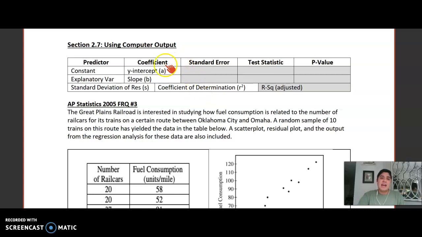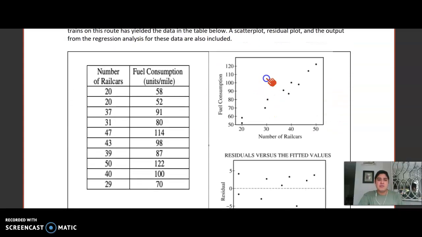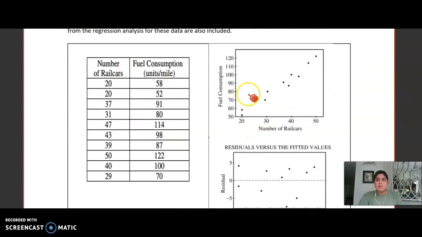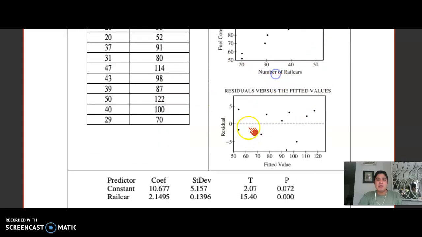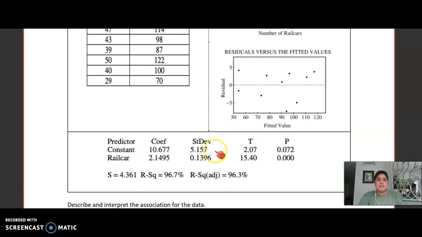And because I have a and b, I'll be able to give the equation of y hat, so now I can make predictions and find residuals. And most times they're also going to give you the output. So they'll give you the data, they'll give you a scatter plot, they'll give you a residual plot, and then here's the computer output for us.